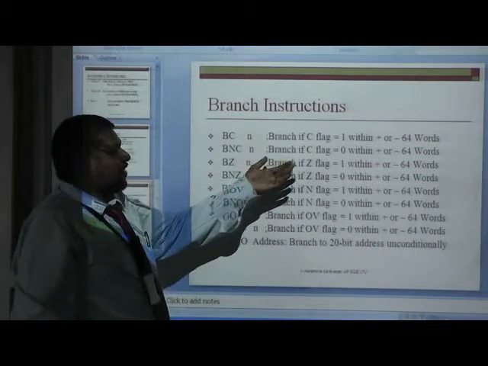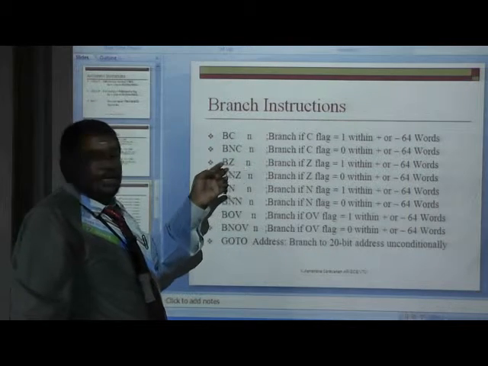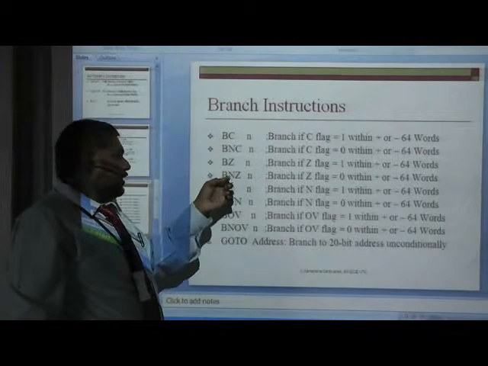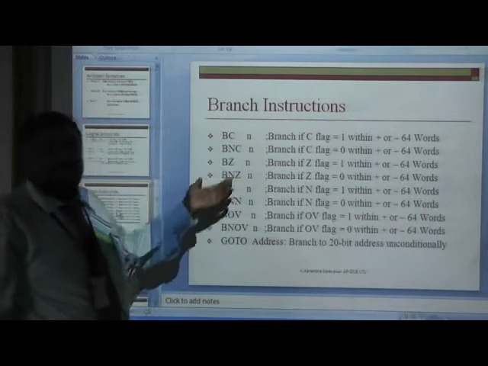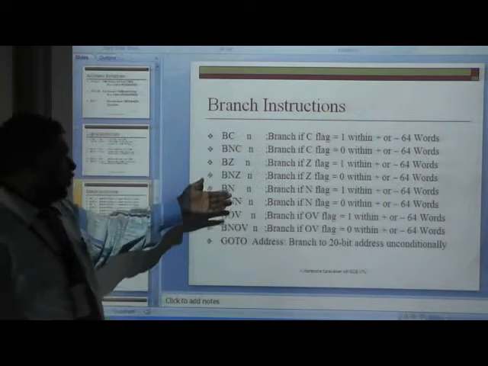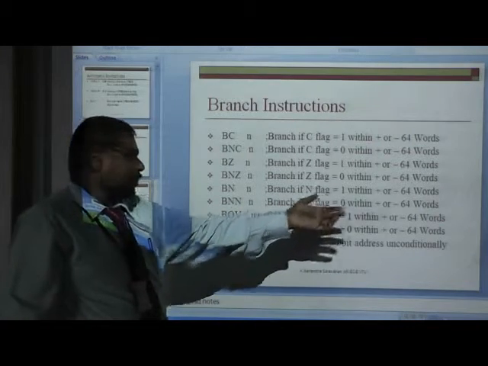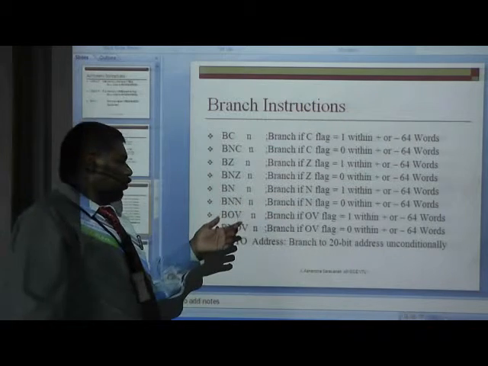BNC, where branch if carry flag is not set. BZ, where if zero flag is set, it will move to the target address. BNZ means if zero flag is not set, it will just move to the target value. BN, if the negative flag is set, it will just move to the target address. BNN, if negative flag is not set, it will just move to the target address.